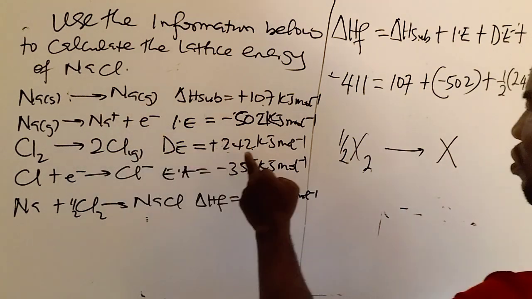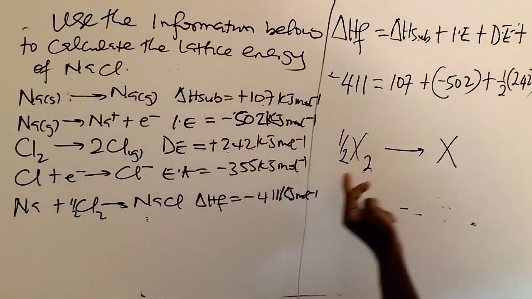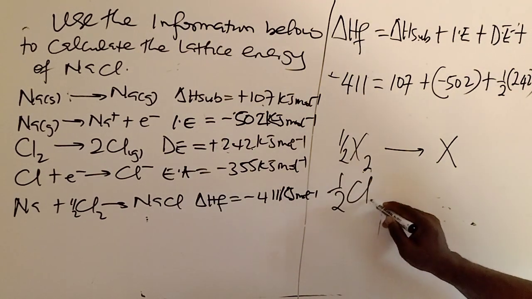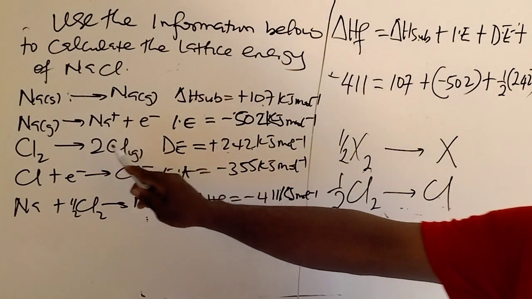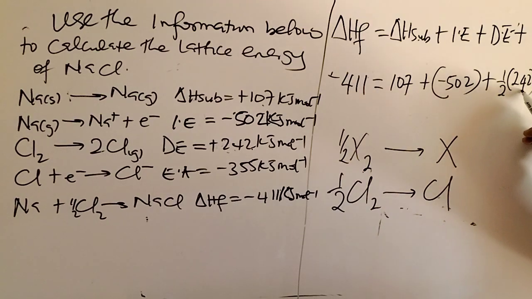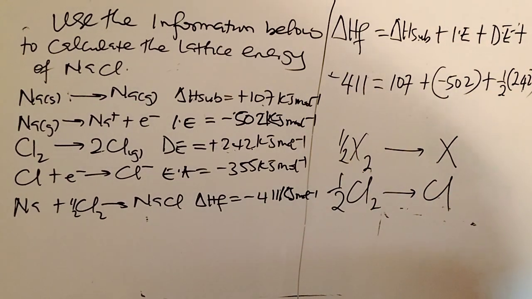So the energy involved here is the energy used to produce 2 moles of the chlorine atom, but our interest is in producing 1 mole of chlorine atom. That is like half Cl2 to give us only Cl. So because we have 2 moles here, this energy is for 2 moles. We have to multiply it by half or divide by 2. Then plus our L, which is the lattice energy.